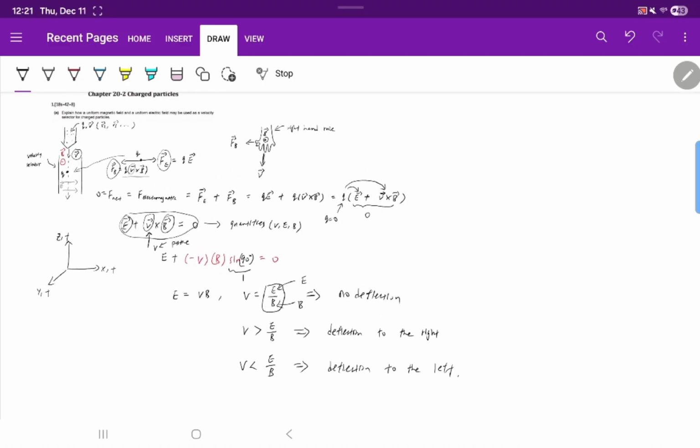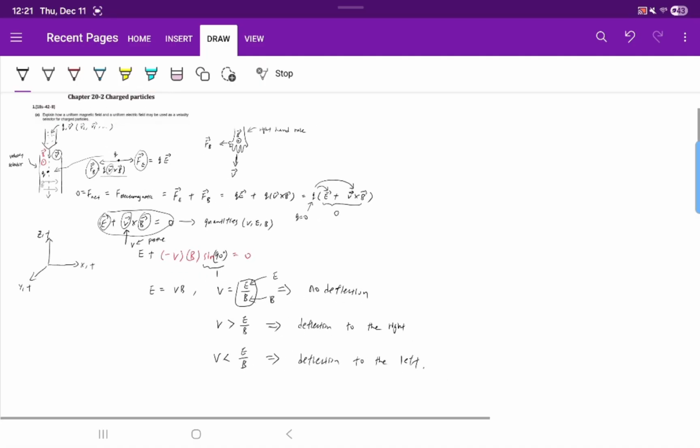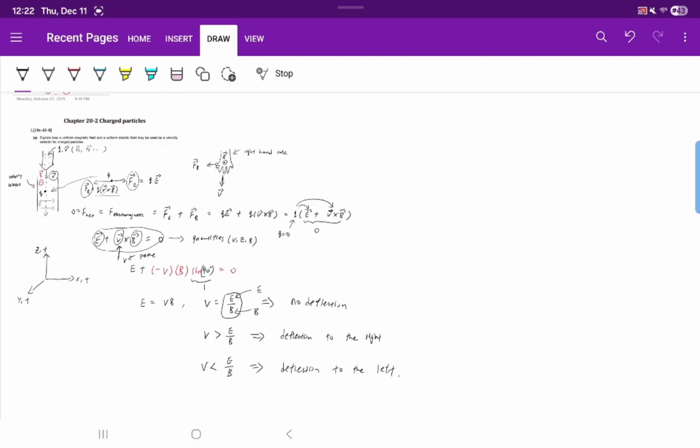Yeah. So that's everything you need to know. Let me summarize everything. Let me explain what a velocity selector is again to you guys. A velocity selector is a tool that allows charged particles to pass through the selector without any deflection when the net force is zero.